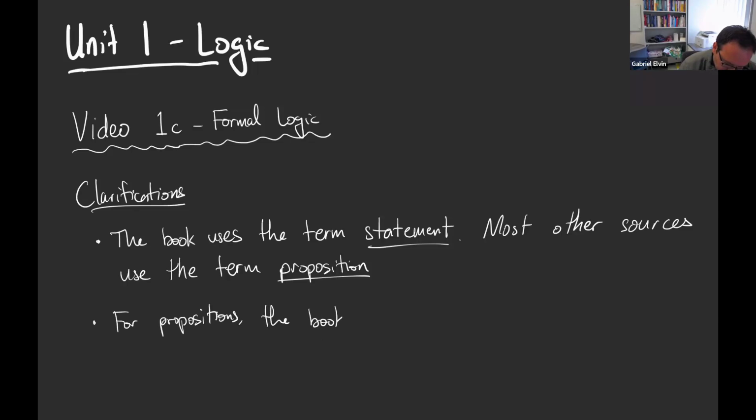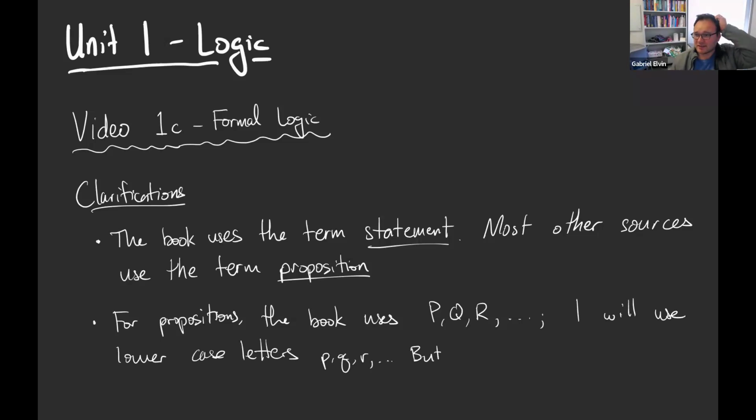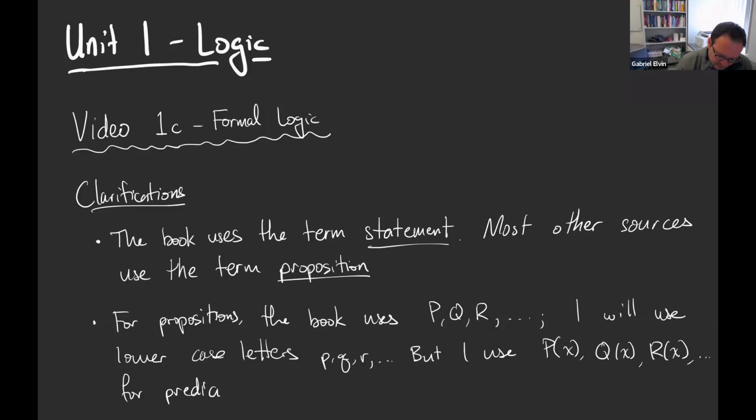For propositions, the book uses uppercase letters. I will use lowercase letters, p, q, r. The reason I do that is because I use uppercase letters for predicates, so P of x, Q of x, R of x, etc. for predicates. Just be aware of that.